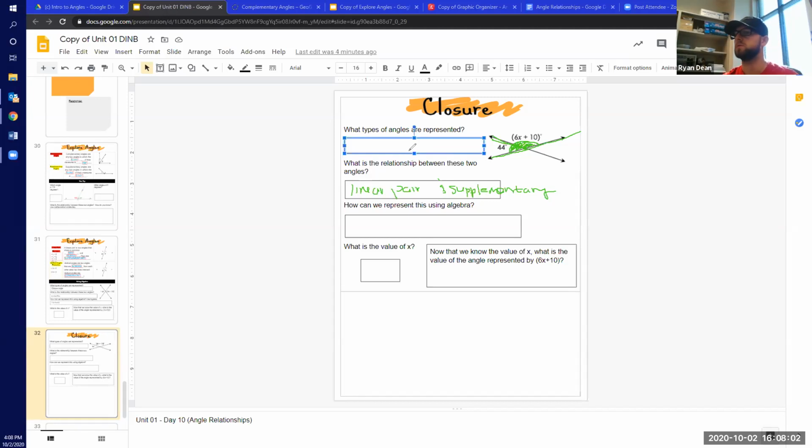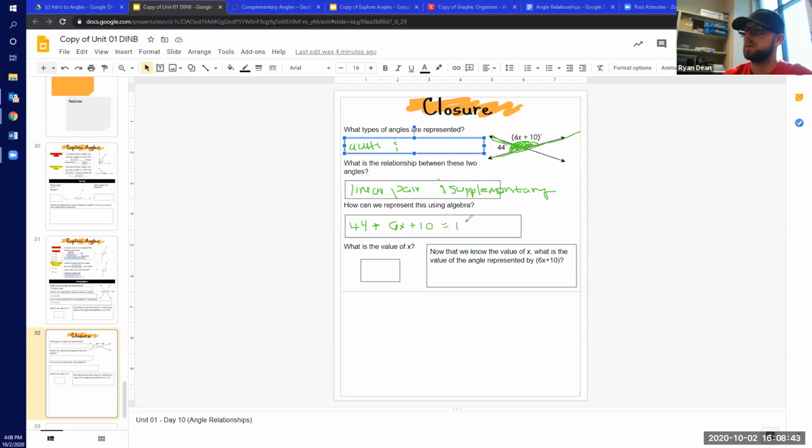Now, the types of angles: what types of angles are represented? We know for a fact that we have at least an acute angle because of the 44. The 6x plus 10 looks like it's obtuse, but we need to verify it before we can actually call it obtuse. So we have to figure out what the measure of this is first. The way that I would represent this problem using algebra is I'm going to take the 44 and add it to the 6x plus 10.